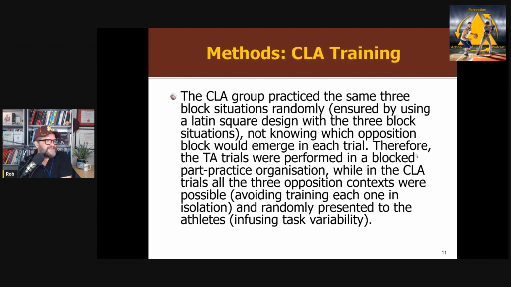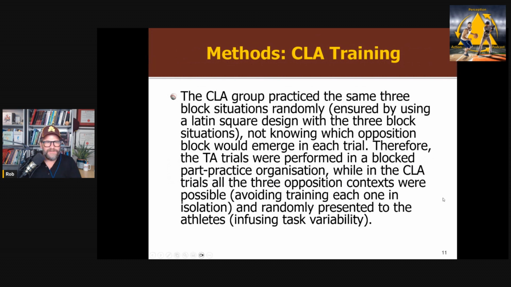The other group practiced the same 3 situations, but they're interleaved. They're randomly interleaved. They don't know beforehand where they're going to have to go with the ball, whether it's going to be a blocker. So it's kind of random practice. They're not training in isolation. They're infusing variability and, critically, decision making. Right? They have to pick up information to decide where to go and how to move.